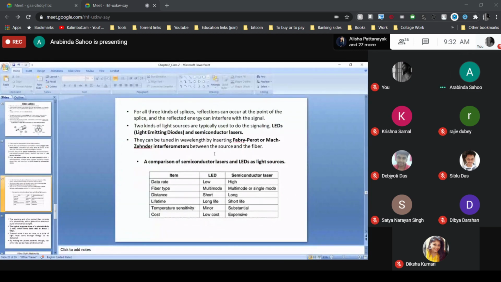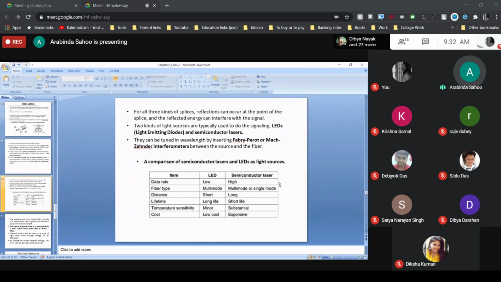Depending upon the application, one can use either LED or the semiconductor laser as the light source for optical fiber communication, the transmission of light in fiber from the transmitting end to the receiving end. This is the basic comparison between the light sources, because in fiber optic communication the light source is one of the important components.